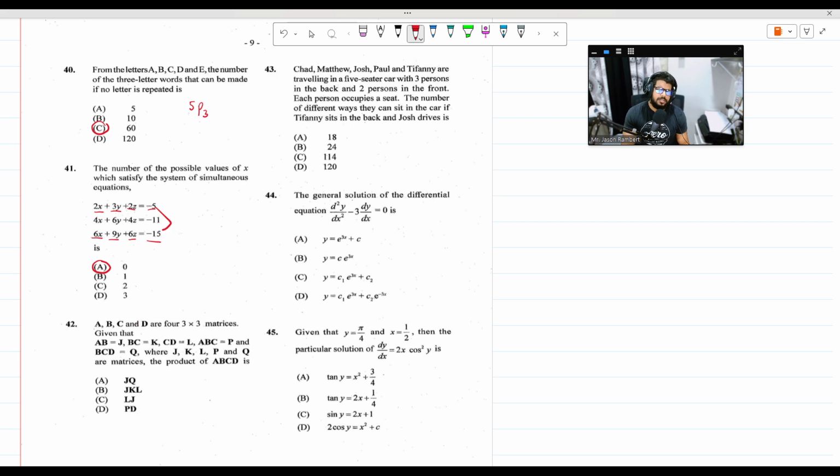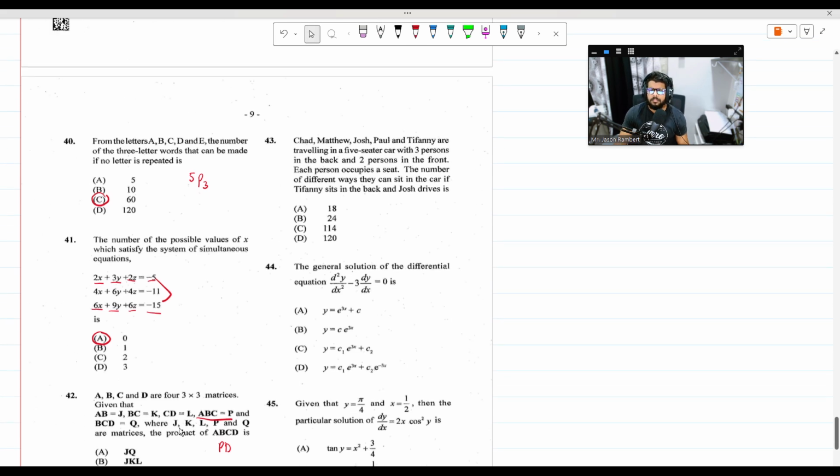42 is a repeat question. This one is a no-brainer. ABC is P right here. P by D. Alright, so 43 is also another repeat question.